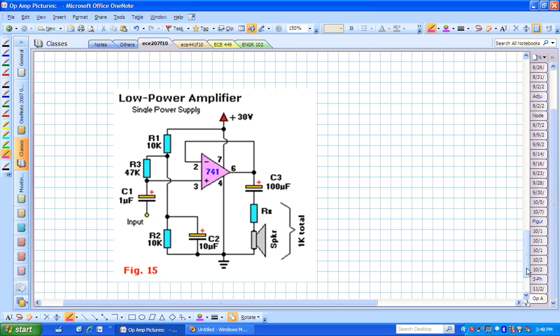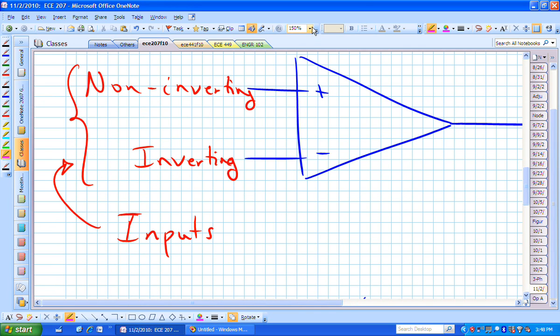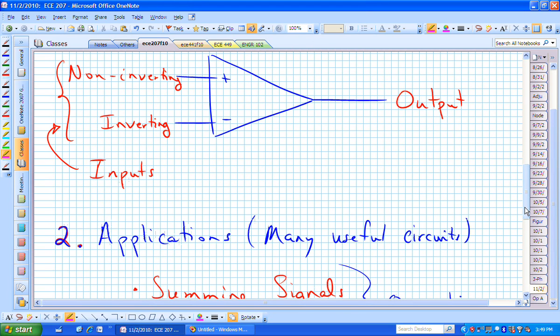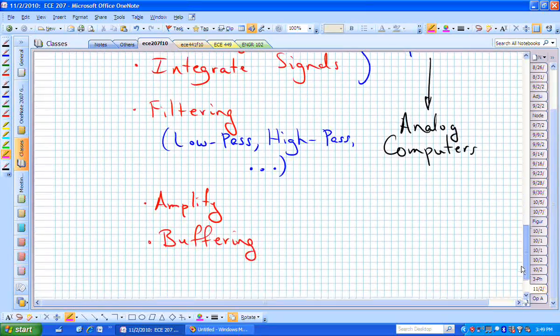Here is an amplifier. Now if you want to go home and amplify whatever it is that you're doing, maybe it's music, maybe it's your voice, maybe you want to annoy your brother or sister or your roommates or your neighbors, you'll now put this up against the wall and start singing. Maybe, I don't know, but this is another amplifier usage for the op amp. Those are our different applications.